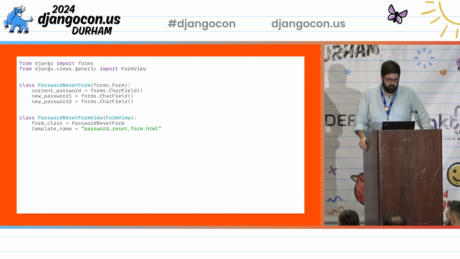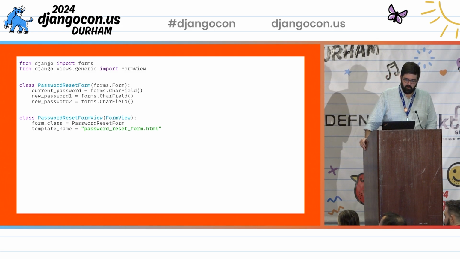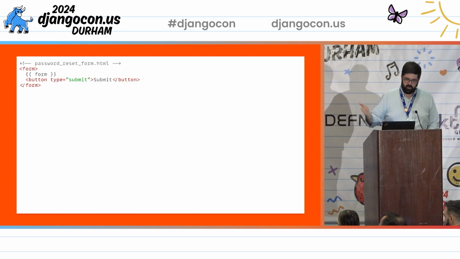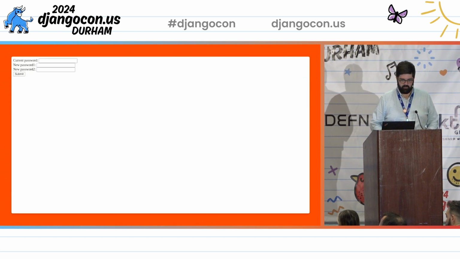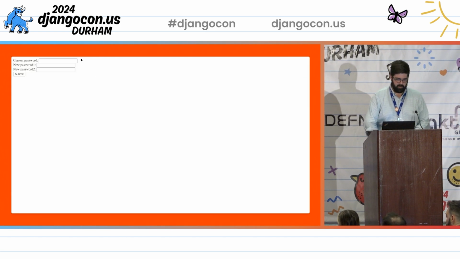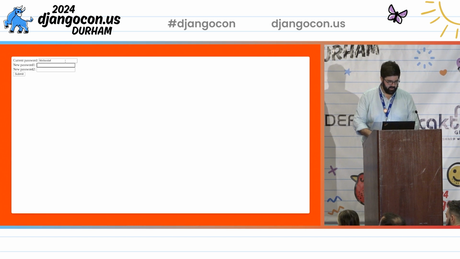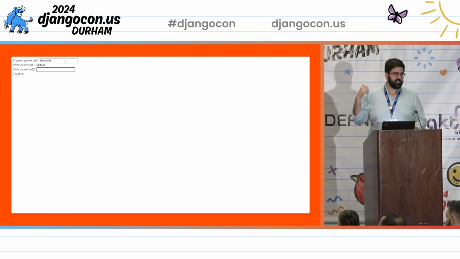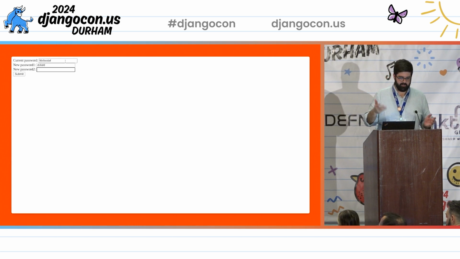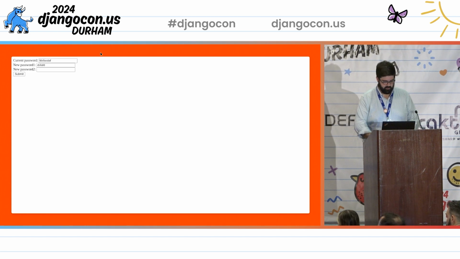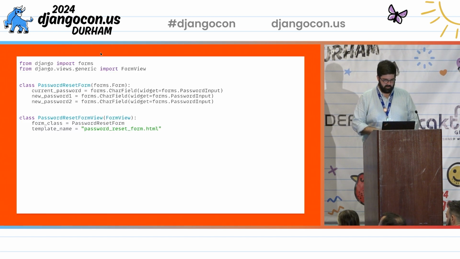We need our current password, new password 1, new password 2. We're just going to start out with char fields, define the form, use the generic form view, create our template. Boom, we're done, right? This is it. We got our password reset, except, like I said, if Jim from accounting comes across, he's going to capture your password. So let's go ahead and use the platform.